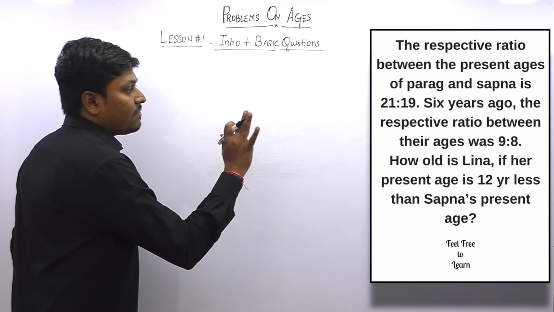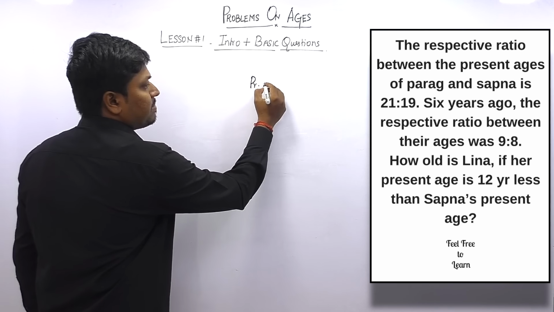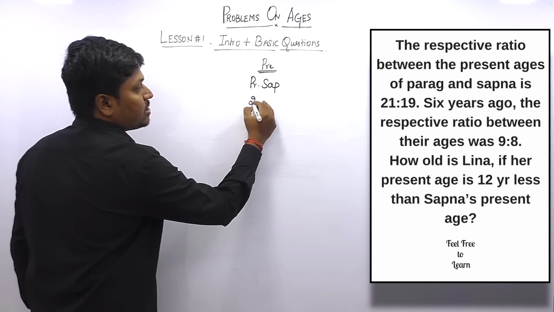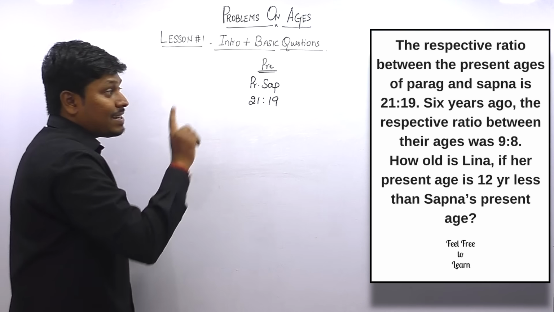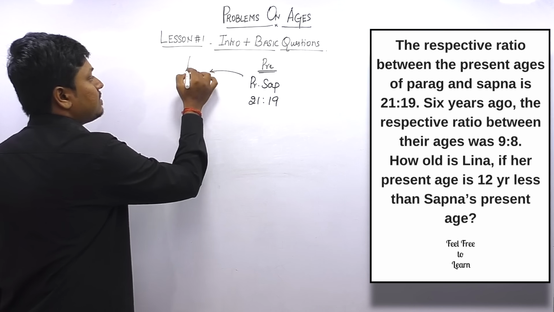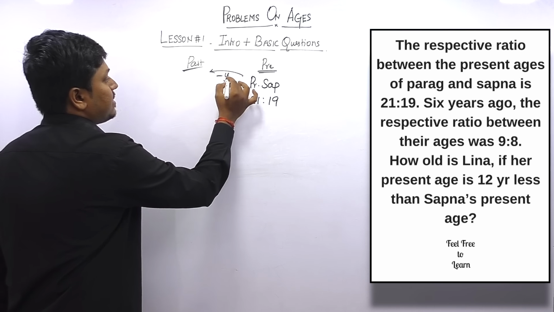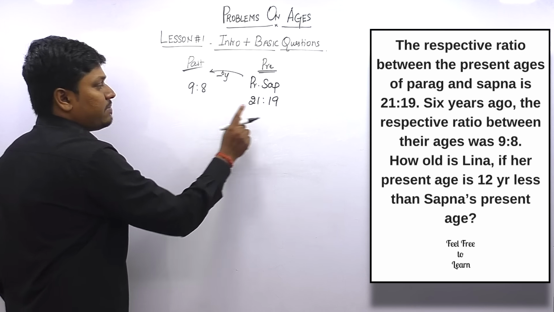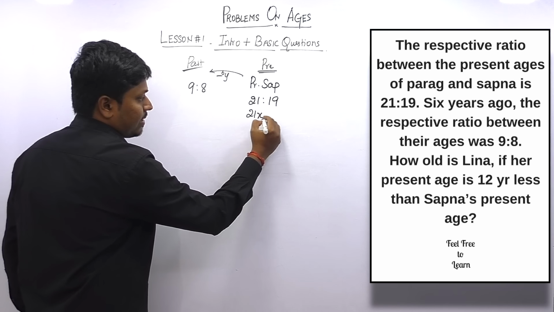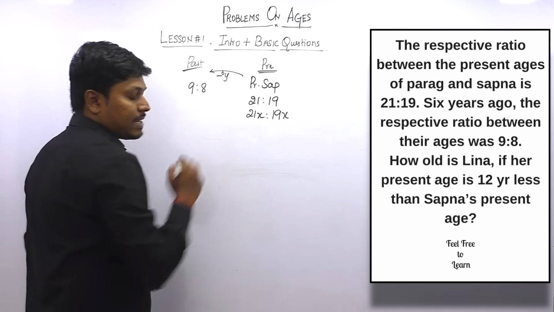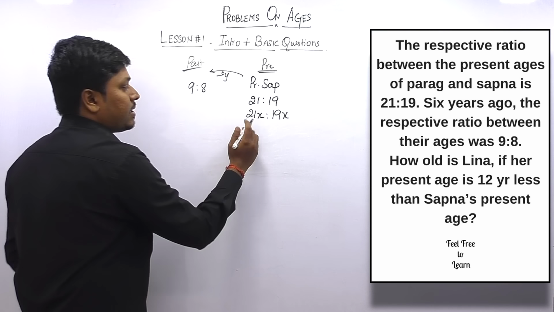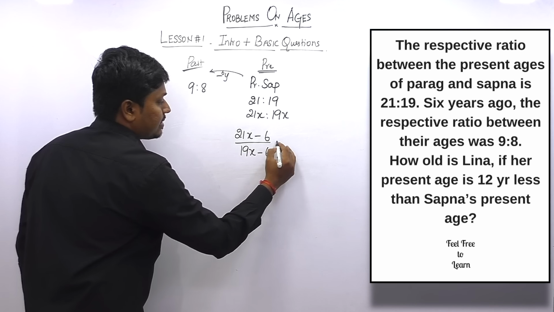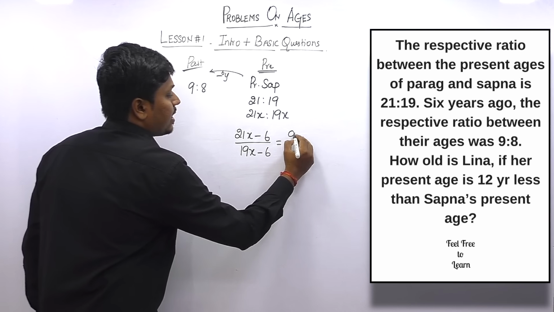So listen here, the values they have given are the present ages of two persons, that is Parag and Sapna, right? Their present ages are given in the ratio of 21:19. And listen here, 6 years ago. So 6 years ago determines the past, so minus 6 years. Their ages are in a ratio 9:8. So let me do one thing, 21 can be taken as 21x, and the second person Sapna's age can be taken as 19x. 6 years ago you need to subtract 6 from their ages, so 21x minus 6 divided by the second person's, that is 19x minus 6. 6 years ago their ratio is 9 divided by 8.